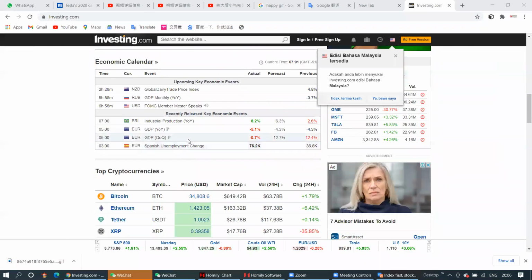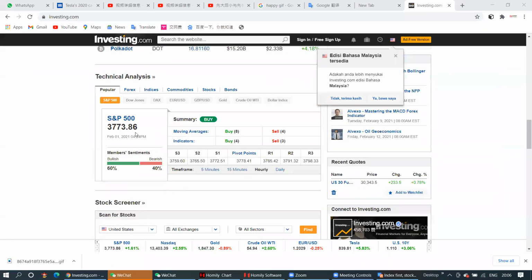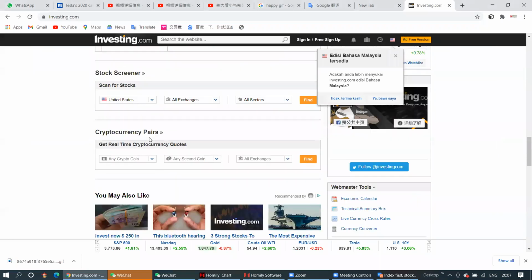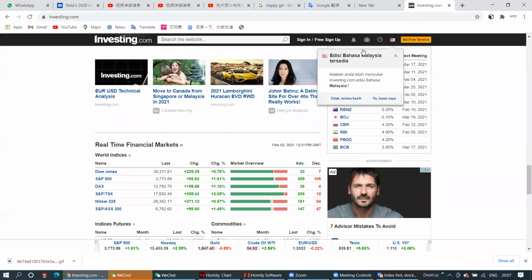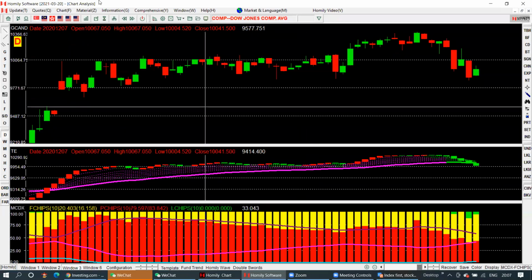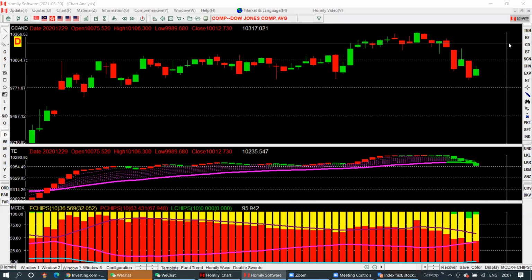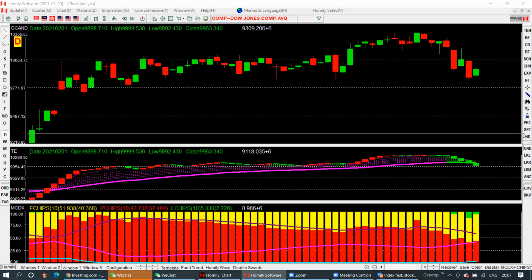Let's see how the trend is, because yesterday it was increasing. It's quite good, but we need to know whether it's a rebound or not. If it's a rebound, it's not quite good. Never mind, we come to our homely software. This one is the Dow Jones, and I try to find our MA.